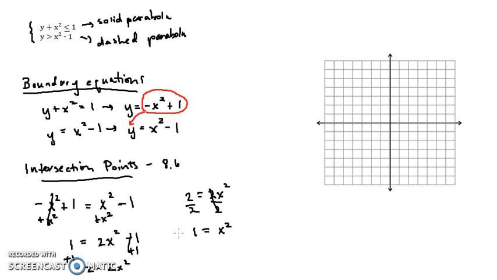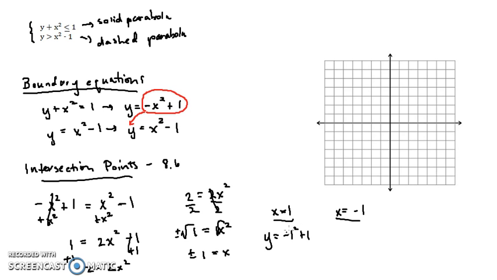We know that we can take the square root here, so plus or minus the square root, and we get plus or minus 1 is equal to x. Remember, when we're finding intersection points, we have x, we need to find y. So we're going to plug 1 in, and we're going to plug negative 1 in. If we plug them into the first one, we've got negative 1 squared plus 1.